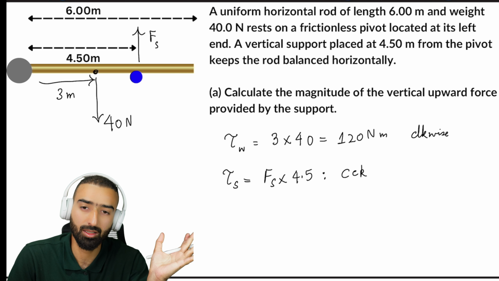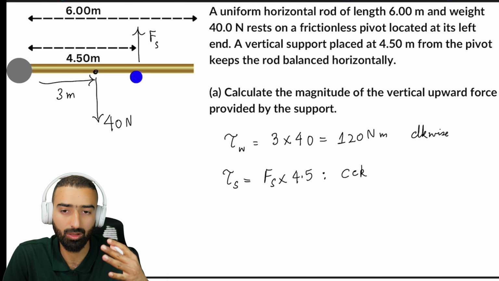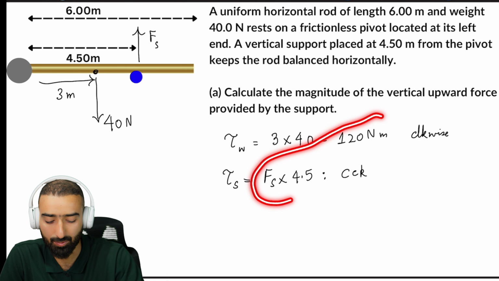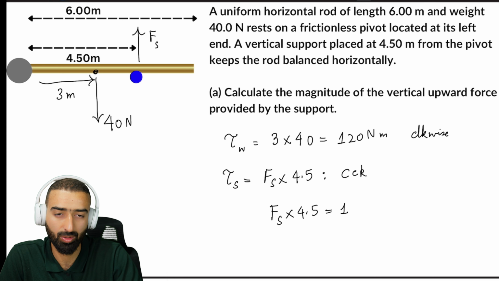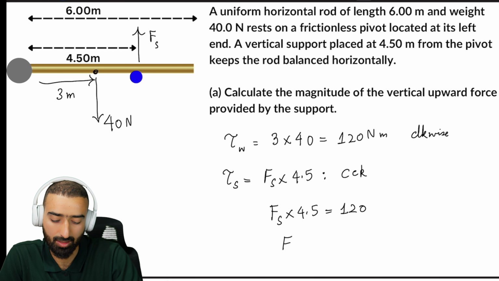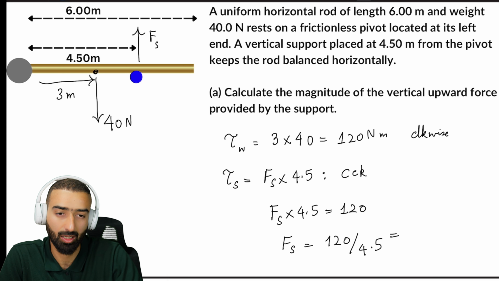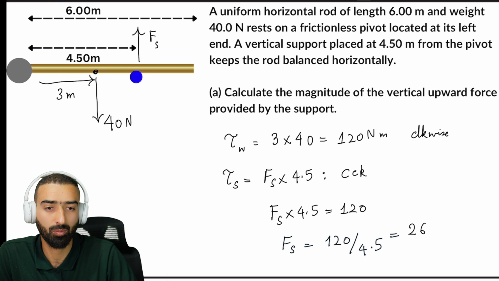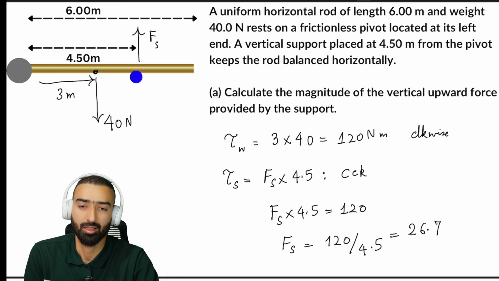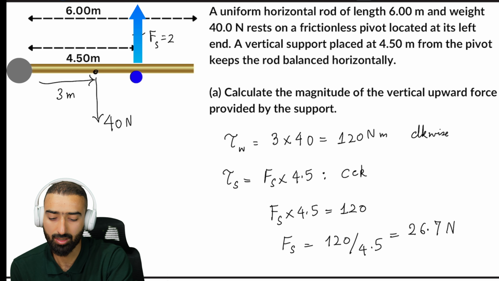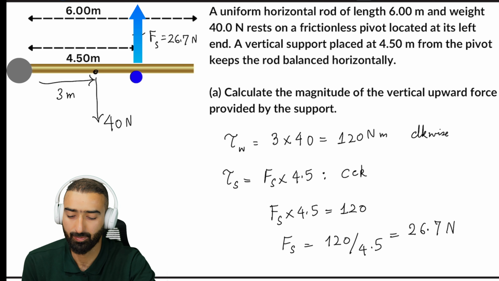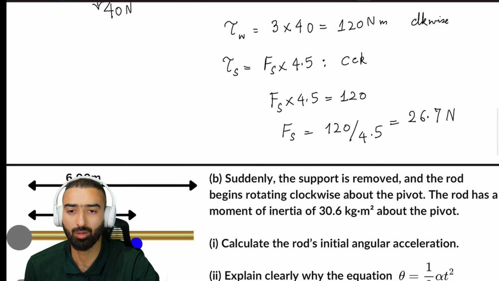Since the rod is balanced, the clockwise torque must be equal to the counterclockwise torque. So these two have to be equal. Let's equate them. We have Fs times 4.5 equals 120. Now we can solve for Fs. It's going to be 120 divided by 4.5. And how much is that? It's about 26.7 newtons. So that gives us the force of the support, 26.7 newtons. All right, let's move on to the next part of the problem.